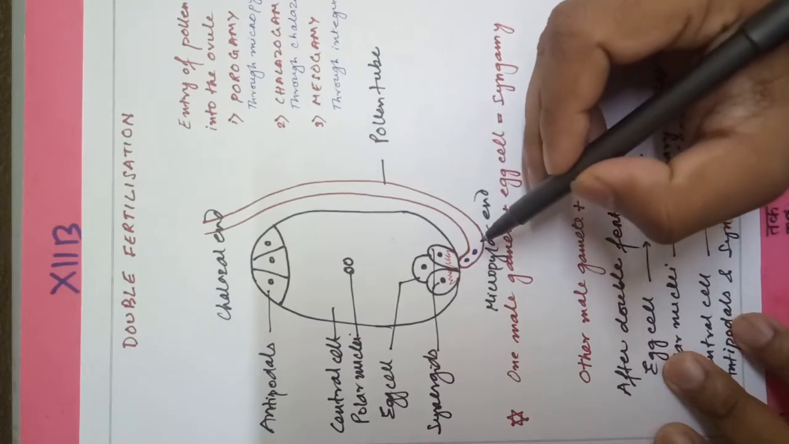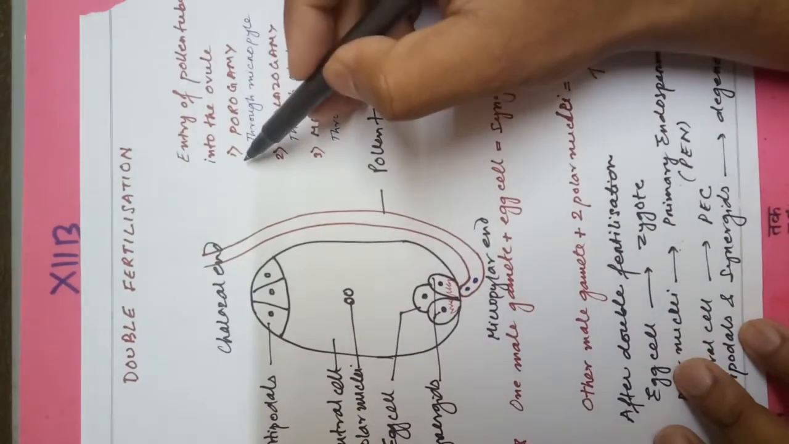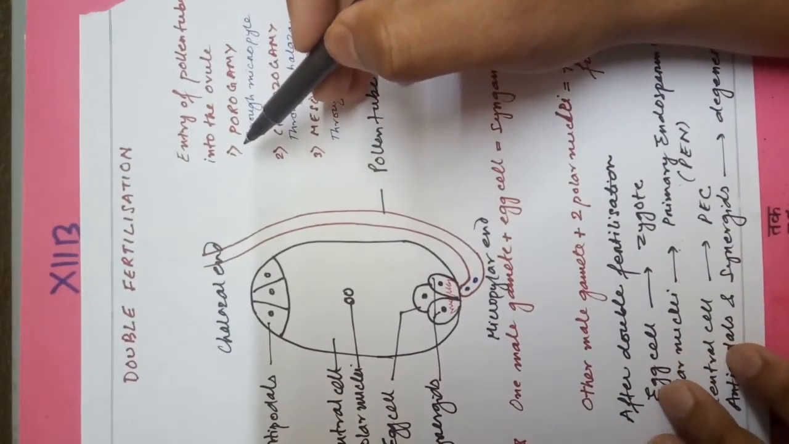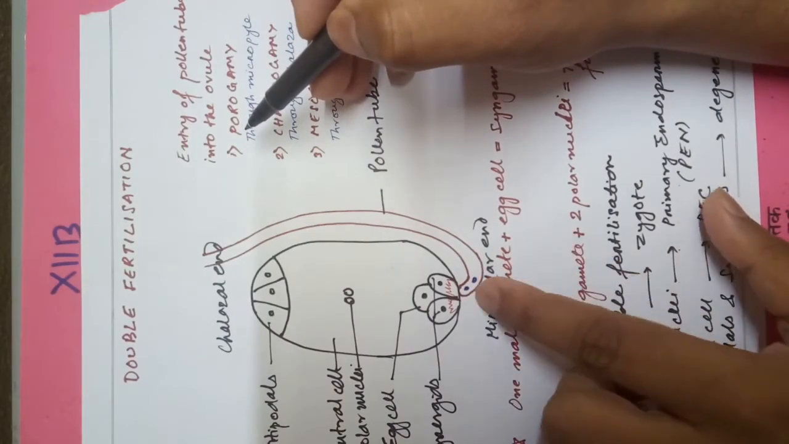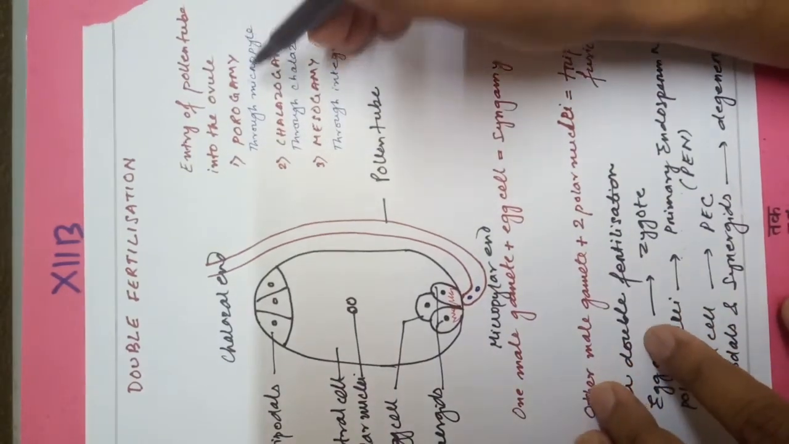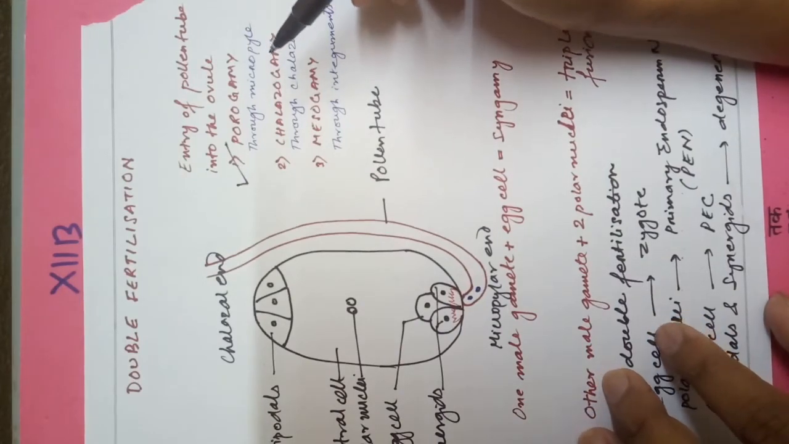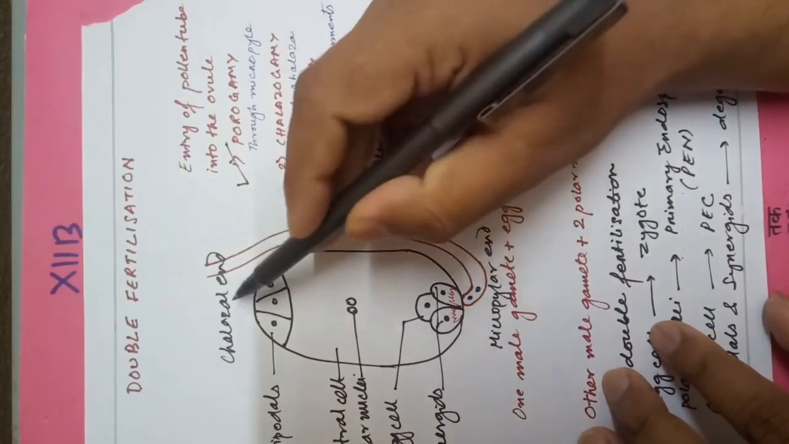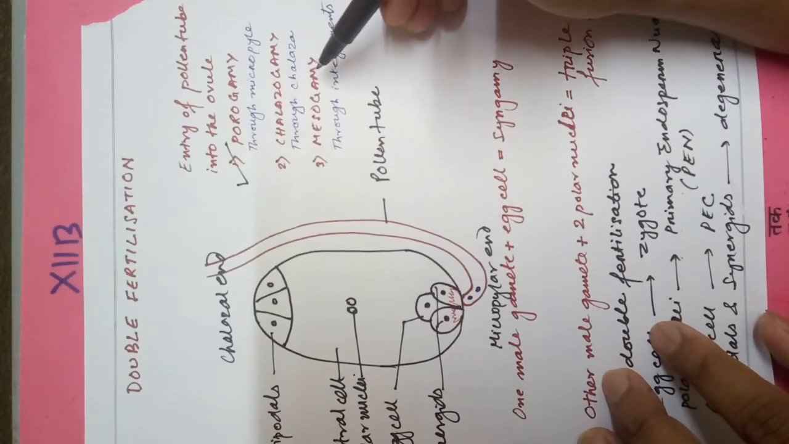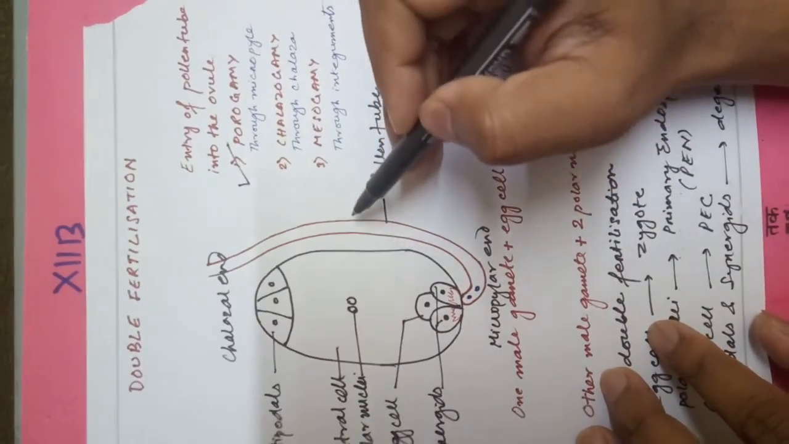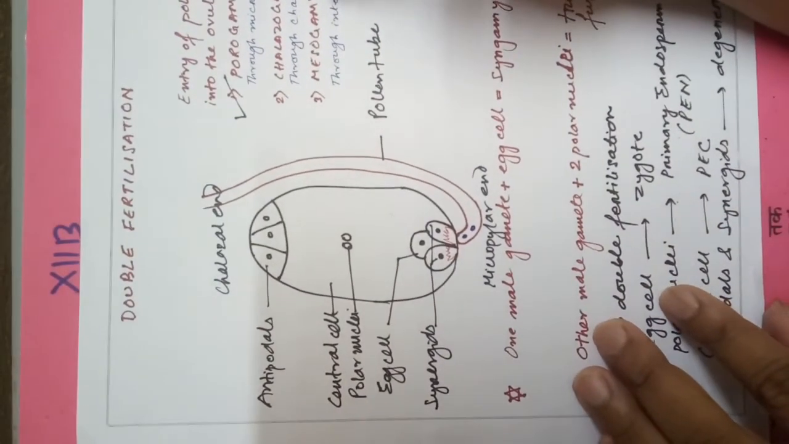But the pollen tube can enter the ovule by three means. One is porogamy. In the majority of plants, the entry of the pollen tube is through the micropyle. Here I have drawn it through the micropyle, so that is called porogamy. But in certain flowers, the pollen tube may enter through the chalazal end, from the chalaza. That is called chalazogamy. And in certain plants, the pollen tube can enter by dissolving the tissues of the integuments. That is called mesogamy. Here we are dealing with porogamy.